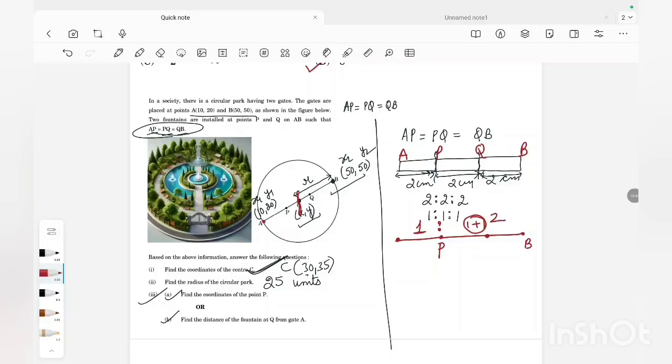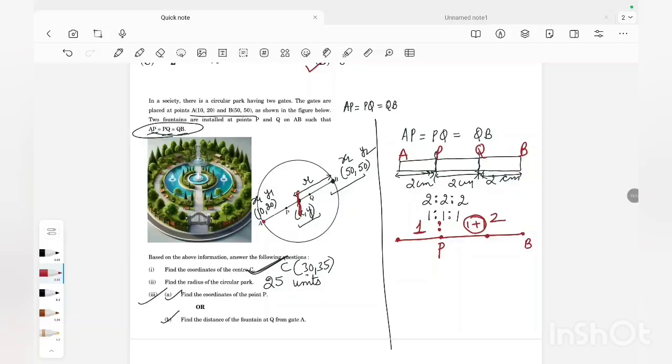Also there is one concept: there is a problem question in your 7.2 exercise. If there are points A and B, extreme points given to you, and they are divided into 3 equal parts, calculate the in-between points. And one more question, I think the 8th or 9th question in the exercise, in which they say it divides into 4 equal parts. So a similar type of question is there.